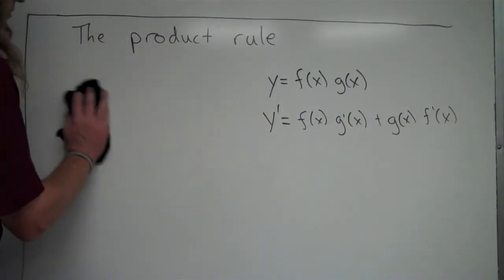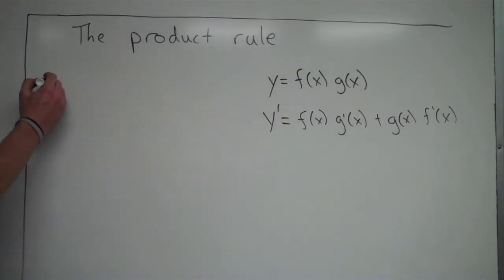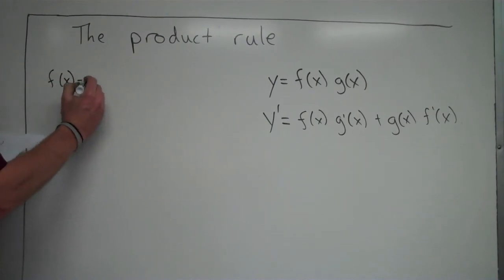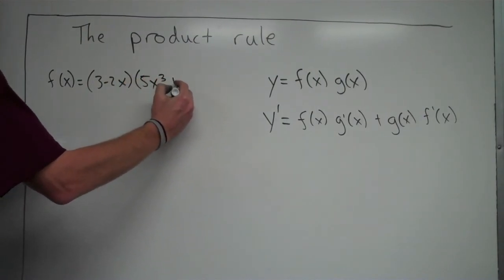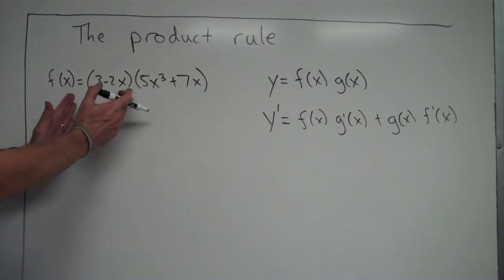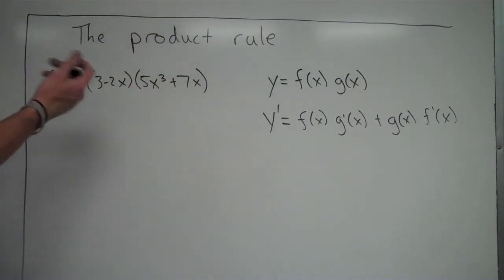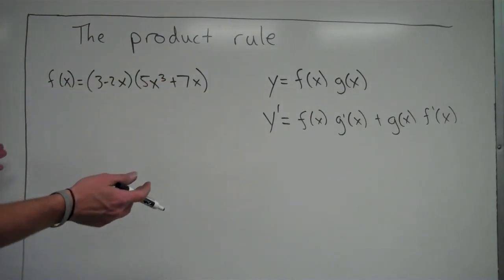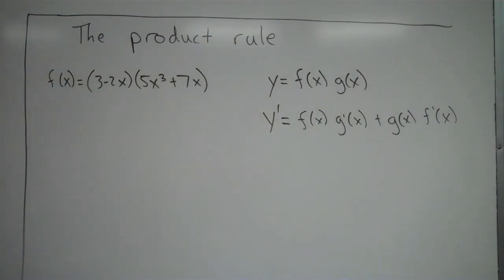Let's look at one more example real quick. Let's say f of x is equal to 3 minus 2x times 5x cubed plus 7x. Again, you can see here's a product of 3 minus 2x times 5x cubed plus 7x, so that's why we're going to apply the product rule. On this one, you could expand this all out, combine like terms, and take the derivative of each term individually. It wouldn't be that horrible in this case, but as we get going with other types of problems, that would be a big pain. But let's practice the product rule.